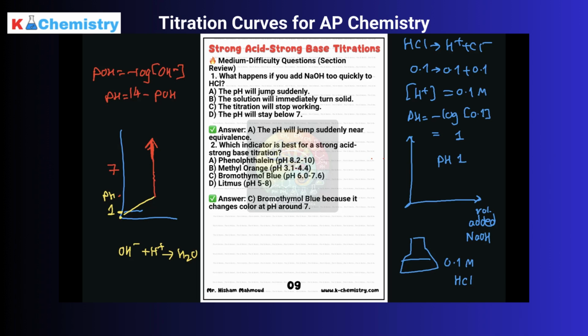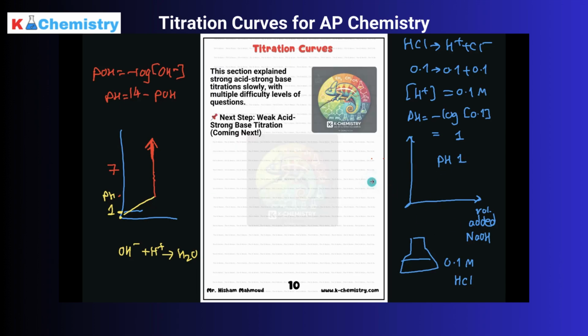Which indicator is best for a strong acid, strong base titration? We will use bromothymol blue, which has a pH range between 6 and 7.6, because it changes color at a pH around 7. I know you don't understand this one yet, but once we explain the indicators and which indicator to use, you will understand this more and more. This section explained the strong acid, strong base titration slowly with multiple difficulty levels of questions. The next step is weak acid, strong base.